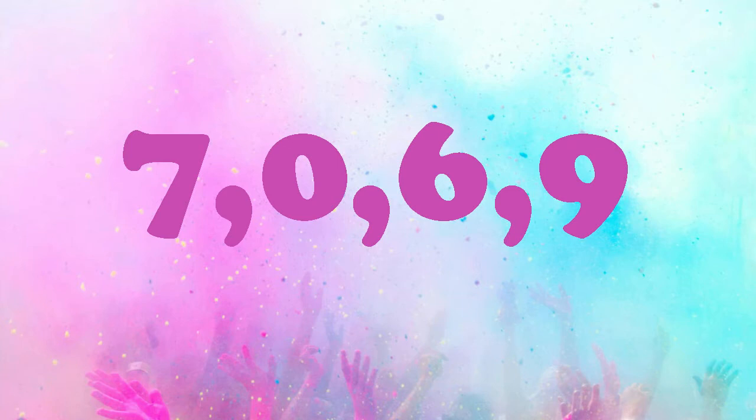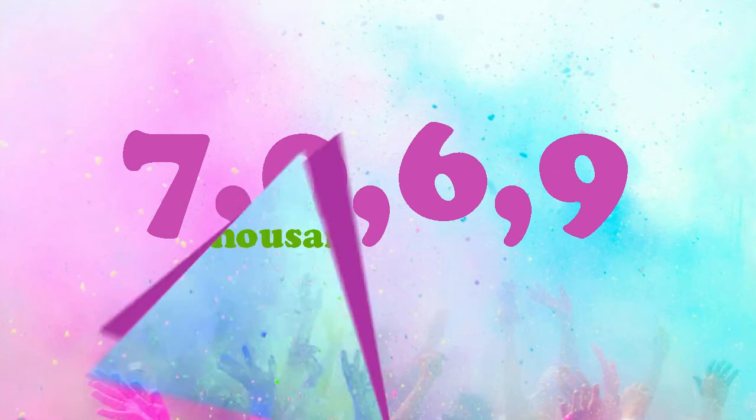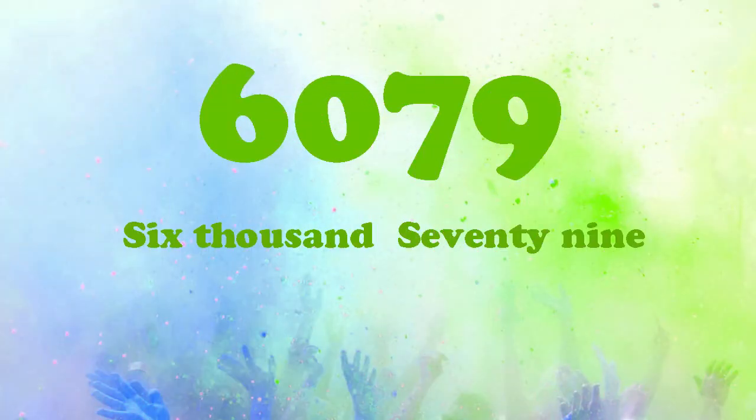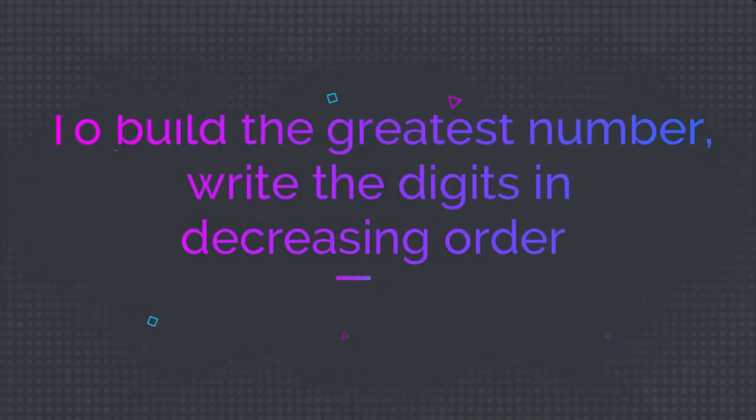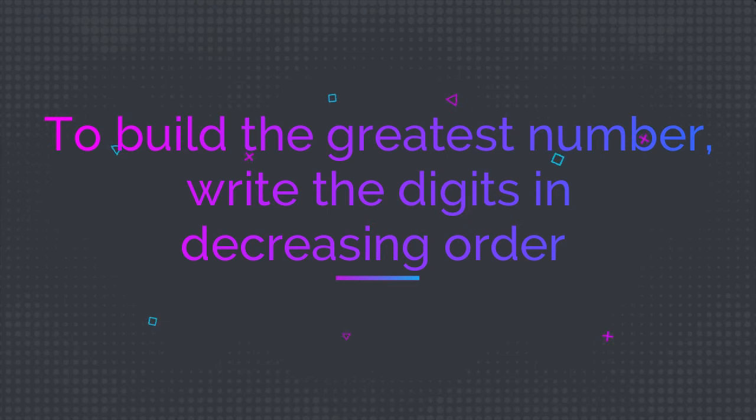So here the smallest number is 0. But we can't write 0 as the first number. So then look into the second smallest number in the given digits. That is 6. So the number becomes 6, 0, 7, 9. So 0 can't be written as the first number, so we are writing it in the second position. So the number will become 6079. Clear?